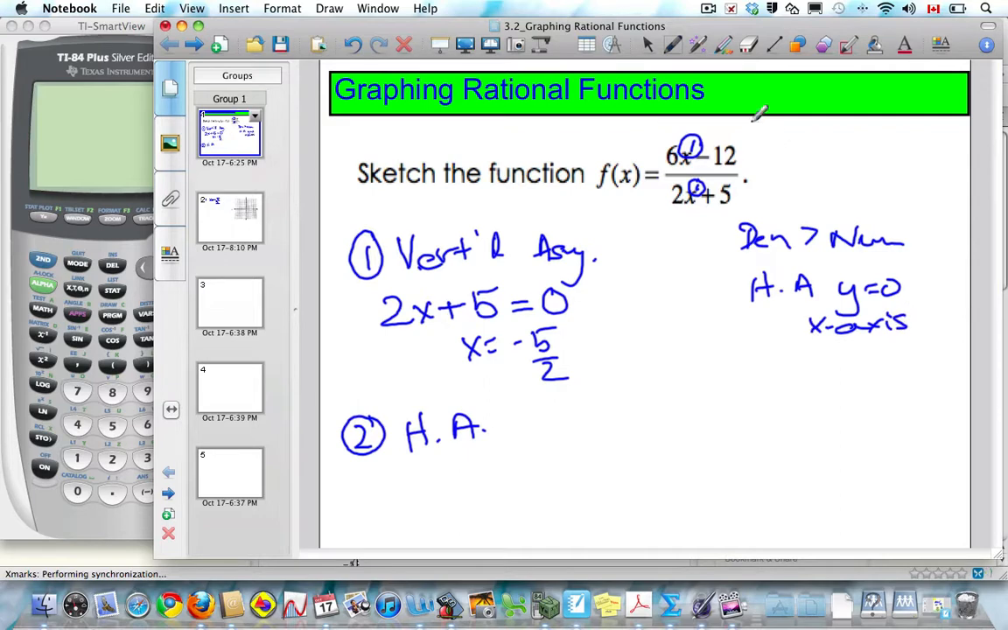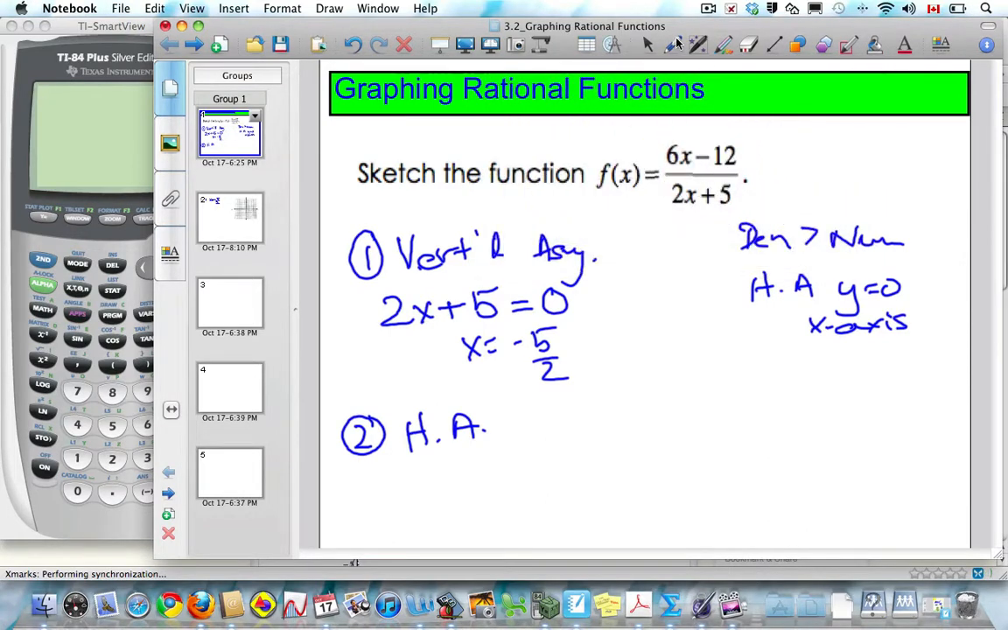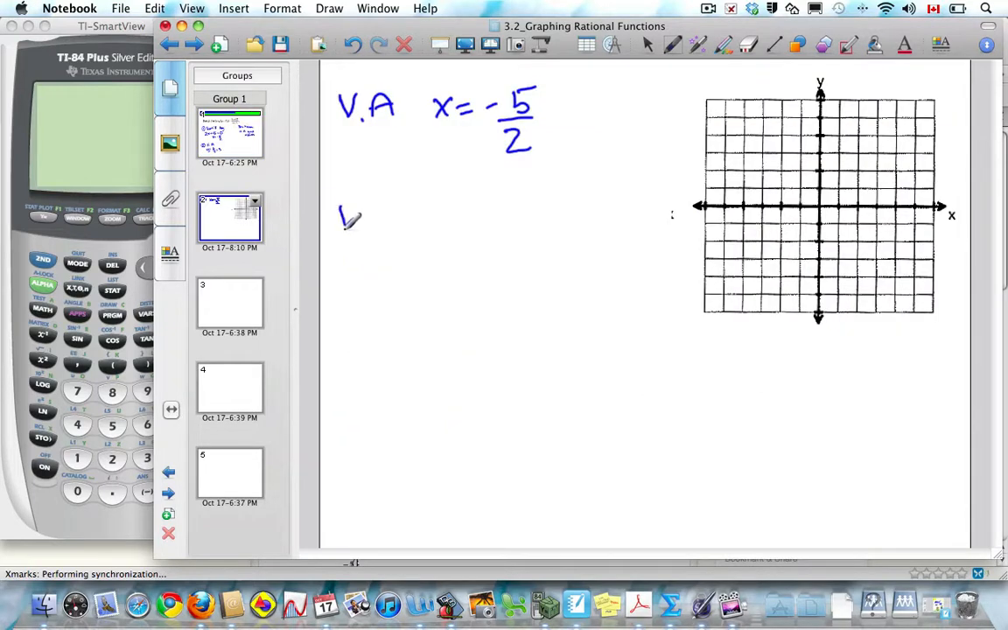Now in our case, both of these exponents are exactly the same, they're both equal to 1. And so if they're exactly the same, I'm going to look specifically at the coefficients. So I'm going to look at the 6 and the 2, since it's x over x. And so my horizontal asymptote is going to be y equals 6 over 2, which is 3. I'm going to write this over here, keep it all together so I can use all my information to sketch. So y equals 3.